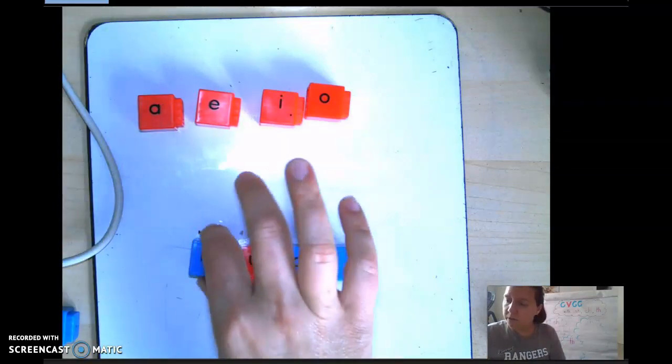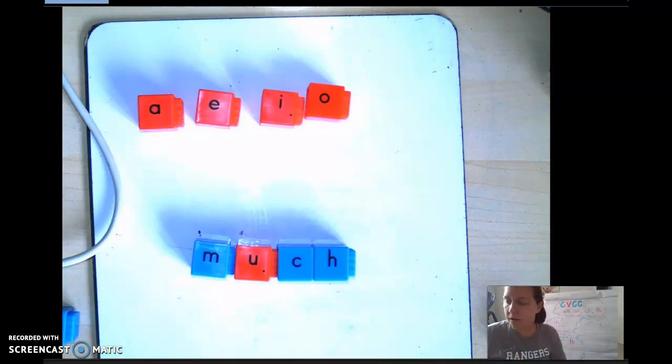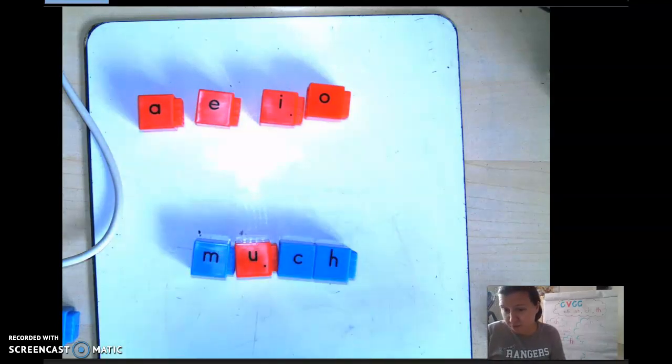Now I'm going to keep the ch and I'm going to put the M here. Ch. Much. Thank you very much. Okay? Over here, that's much. That's honestly all the ones that I found with a ch, but if you have any other ones that you found that follow this pattern that have 4 letters, please let me know.